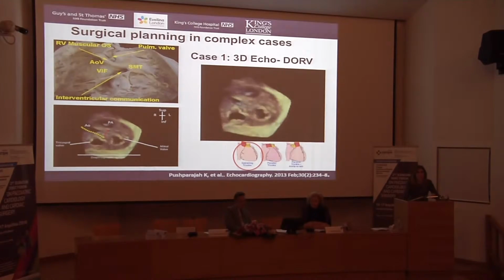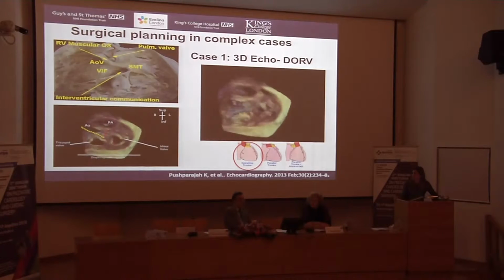Now, in our department, we think that 3D echocardiography is particularly useful when we need to design surgical planning for complex cases like this one, where we have a double outlet right ventricle. Using 3D echocardiography, we can have in one view the relationship of the different structures. We can see the mitral valve, the tricuspid valve, the aorta, and the pulmonary artery, and the pulmonary valve.